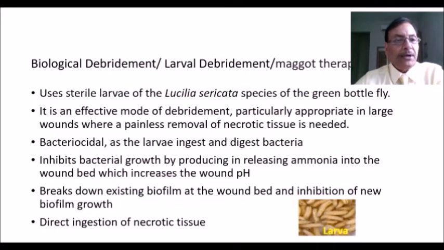There can be biological debridement, also called larval debridement or maggot therapy. It uses sterile larvae of the Lucilia sericata species of the green bottle fly. It is an effective mode of debridement, particularly appropriate in large wounds where a painless removal of the necrotic tissue is needed. It is bactericidal, as the larvae ingest and digest bacteria.